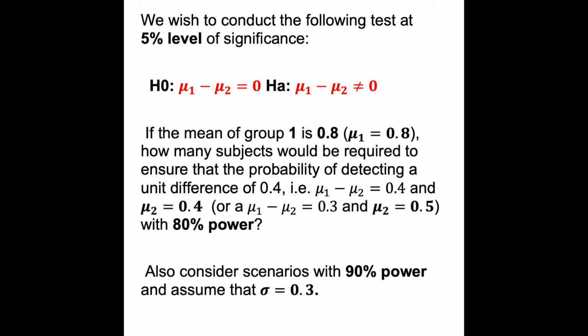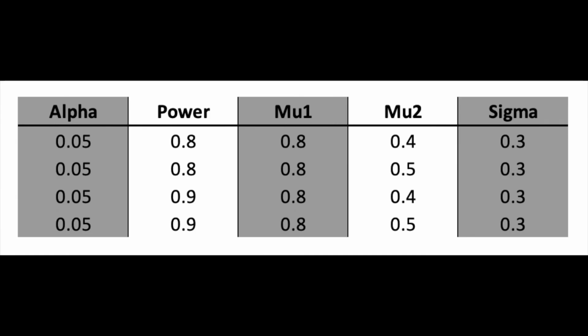of 0.4, for example, when mu1 minus mu2 is equal to 0.4, when mu2 is equal to 0.4, or in the scenario where mu1 minus mu2 is equal to 0.3, when mu2 is equal to 0.5, with 80% power. It also asks to conduct those same tests with 90% power in mind. And then finally, we see that the variance is equal to 0.3. So taking that all into consideration, I made this table here for the 4 different scenarios.